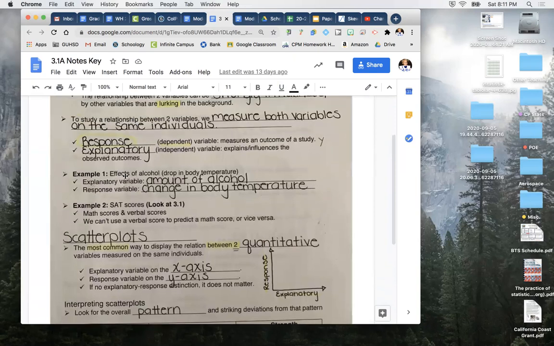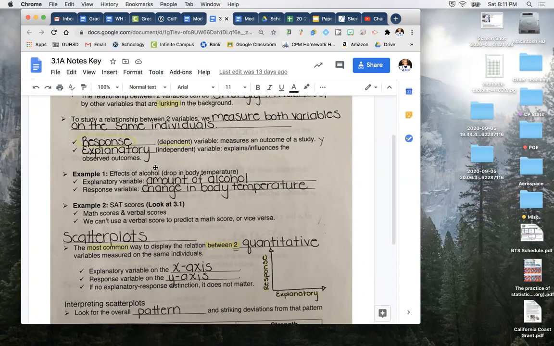There's an example here that I would have gone through if we were in class, and if you're in my Zoom meeting, you definitely would have heard about this. But if I have this study where they're trying to figure out what alcohol does to your body temperature. In this one, they would be measuring, and this would be done on adults, clearly, not teenagers, the explanatory variable would be the amount of alcohol.